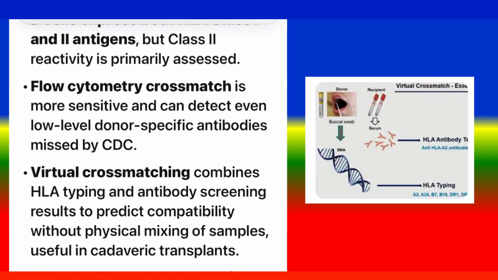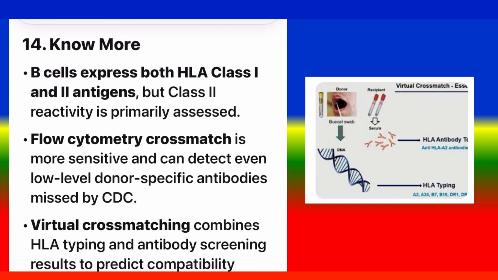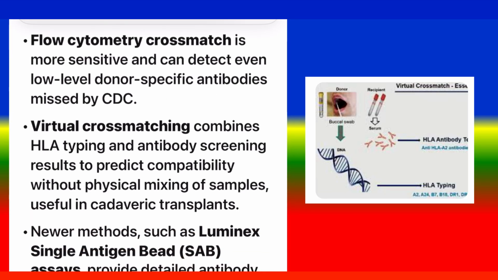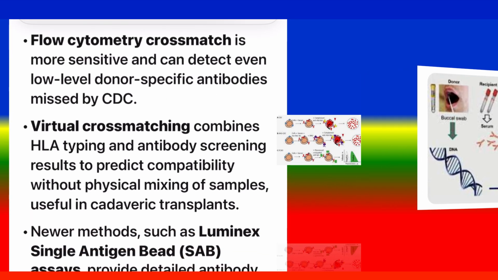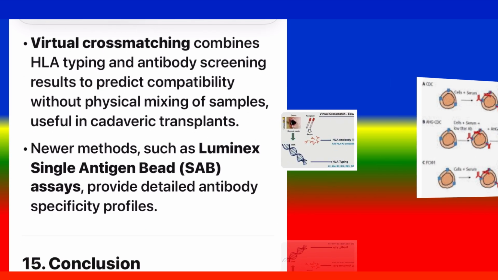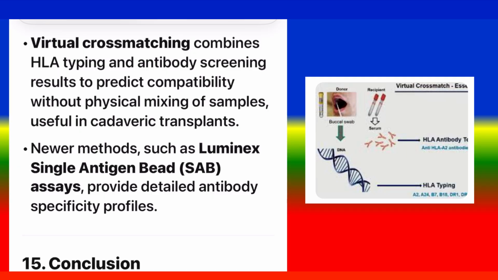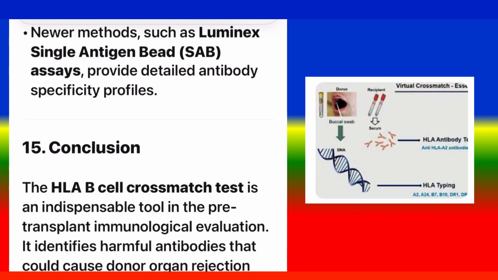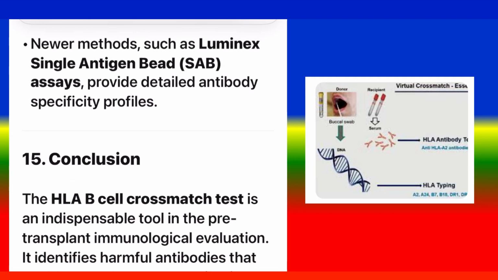Number 14. Notes. B cells express both HLA Class I and II antigens, but Class II reactivity is primarily assessed. Flow cytometry crossmatch is more sensitive and can detect even low-level donor-specific antibodies missed by CDC. Virtual crossmatching combines HLA typing and antibody screening results to predict compatibility without physical mixing of samples, useful in cadaveric transplants. Newer methods, such as Luminex single antigen bead assays, provide detailed antibody specificity profiles.